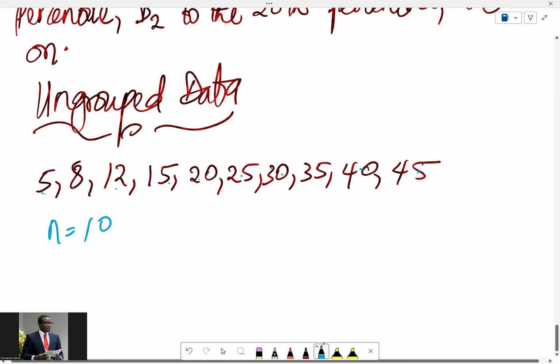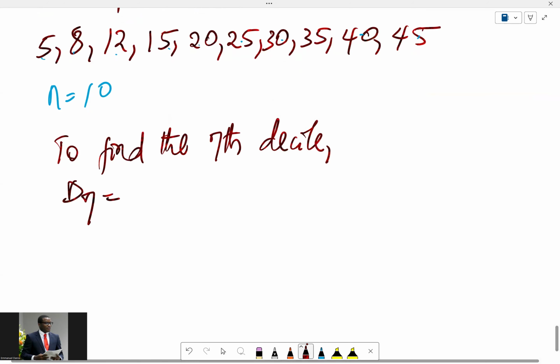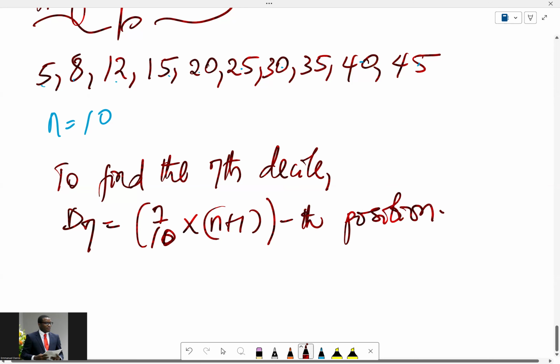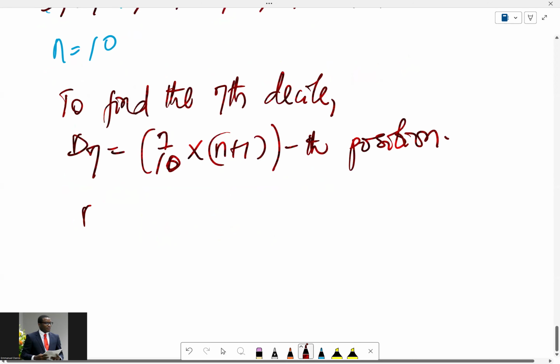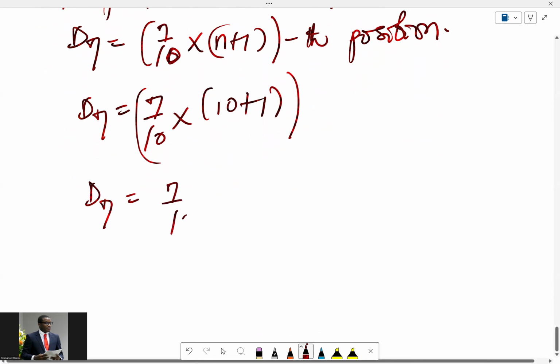All right. So if you want to find the seventh decile, that is simply you looking for D7. The seventh decile is 7 out of 10. The formula is pretty much the same as before. So the seventh decile from this data would just be 7 over 10 times n plus 1. That's the position. If you get a result like 5, that means the fifth position, so you go 1, 2, 3, 4, 5. But here, let's see what we get. D7 would be 7 over 10 times n plus 1, where n is 10, so we have 10 plus 1. And that will be D7, which is 7 over 10 times 11.